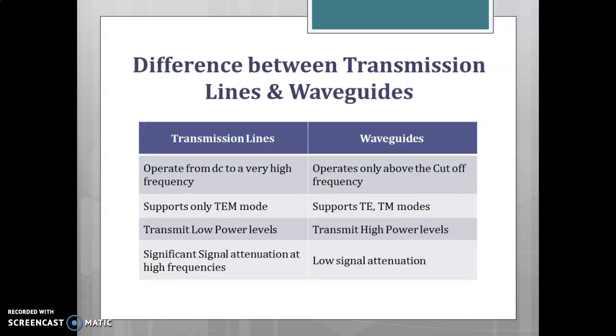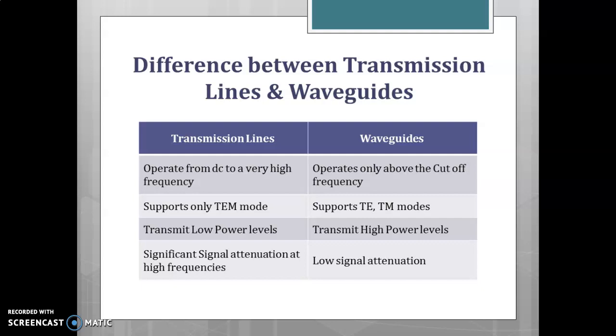Now I will quickly spot the difference between transmission lines and waveguides. A transmission line operates from zero frequency, that is, from DC to a very high frequency, whereas waveguides operate only above a certain frequency called the cutoff frequency. Coming to the modes of propagation, a transmission line supports only TEM mode, that is, transverse electromagnetic mode, and a waveguide supports TE and TM modes, that is, transverse electric and transverse magnetic. I'll be discussing modes in the upcoming slides.